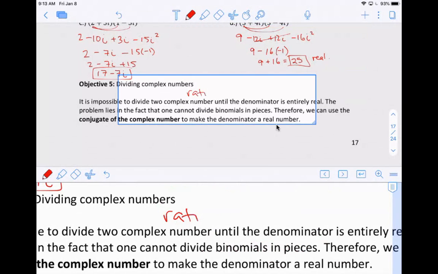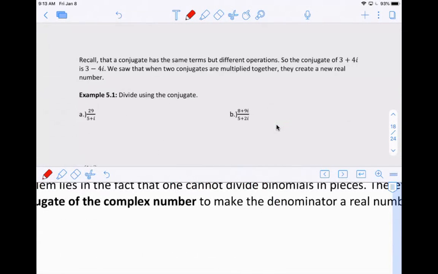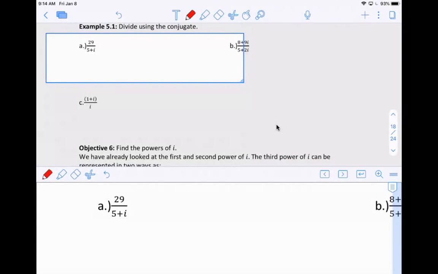If you want to leave yourself a little note, this is the rationalizing of complex numbers. It is the exact same thing as when we did the rationalizing video. So here I have 29 over 5 plus i. In other words, I have 29 over 5 plus the square root of negative 1, and that's still ugly. We still don't like radicals in our denominators. And so we're going to do the same thing we did before to fix it.